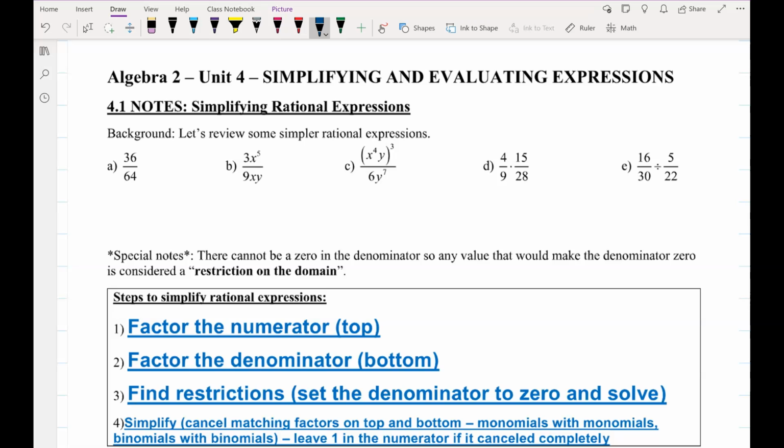So it says simplifying rational expressions, and we're starting out with the background. Let's review some simpler rational expressions. To simplify fractions, as you already remember, we reduce by dividing by a common factor.